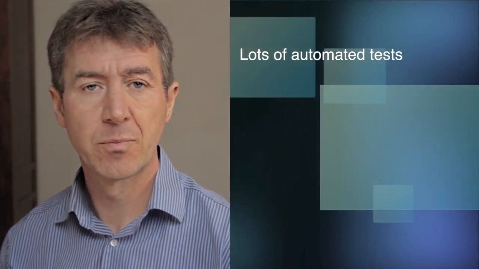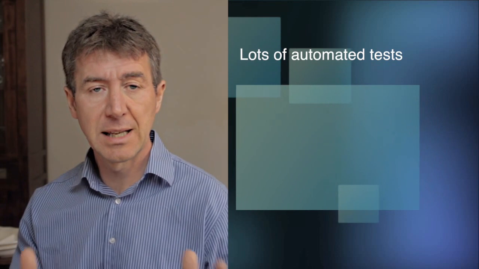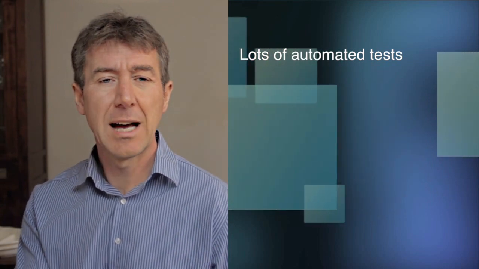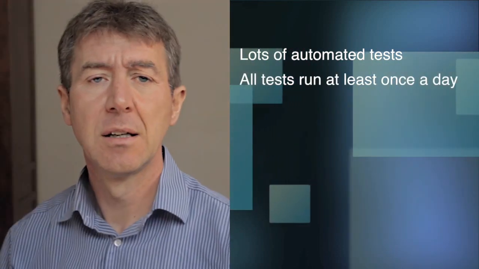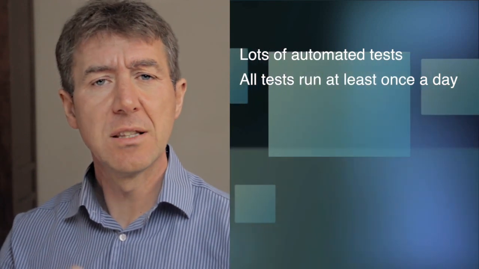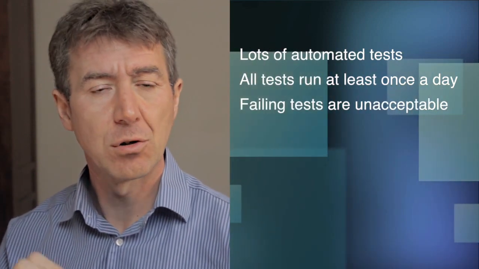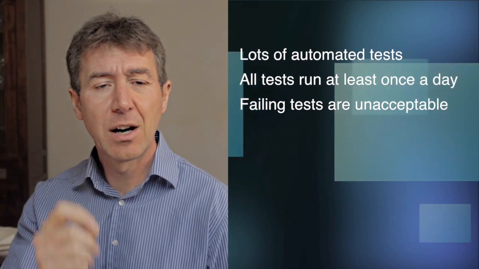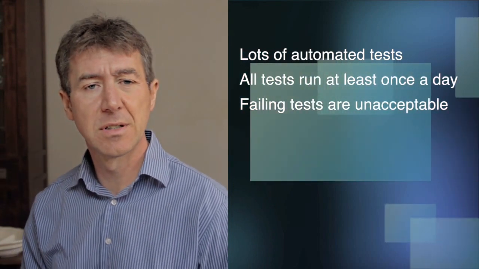So, as an Agile project manager, what should you be looking for? Well, a good team will have a lot of automated tests. All of the tests should be run against a test product and this should happen at least once a day. There should be a culture within the team that failing tests are unacceptable and that they are fixed as soon as they are discovered.